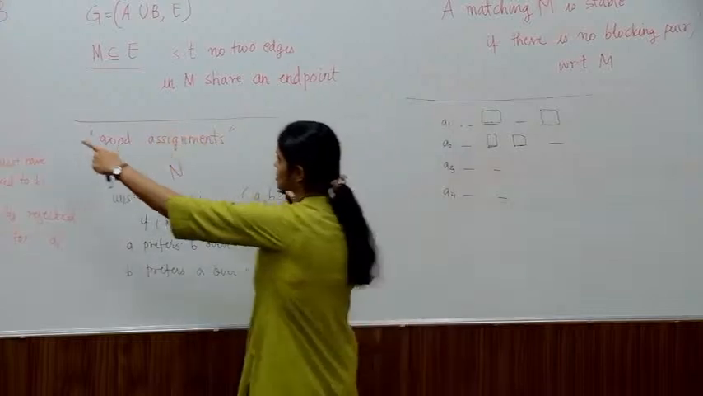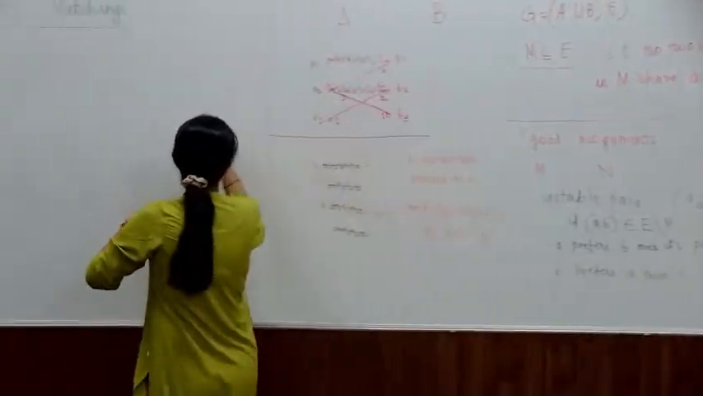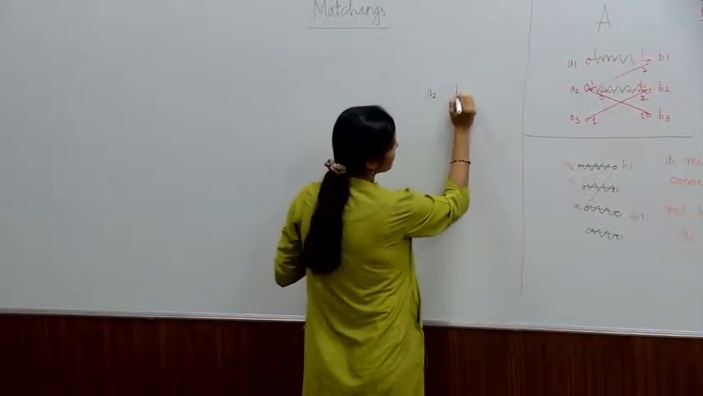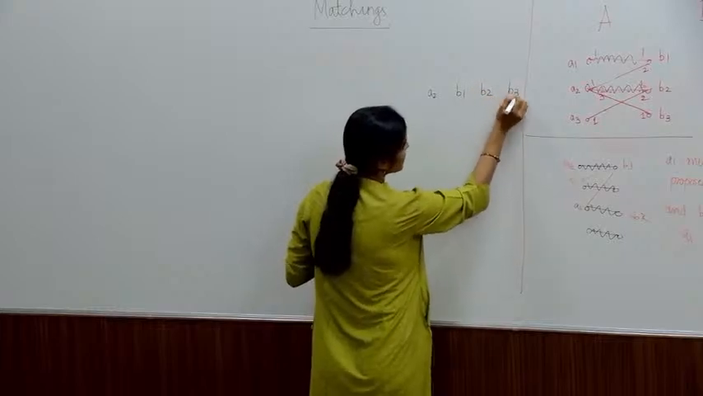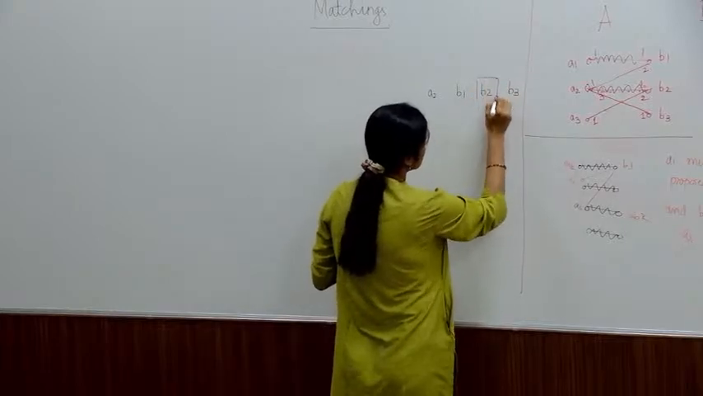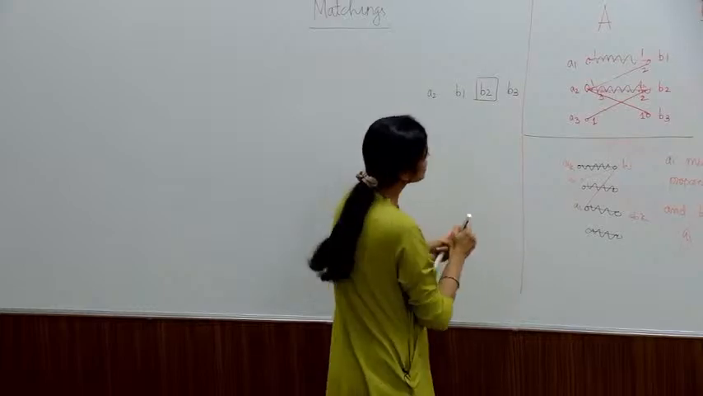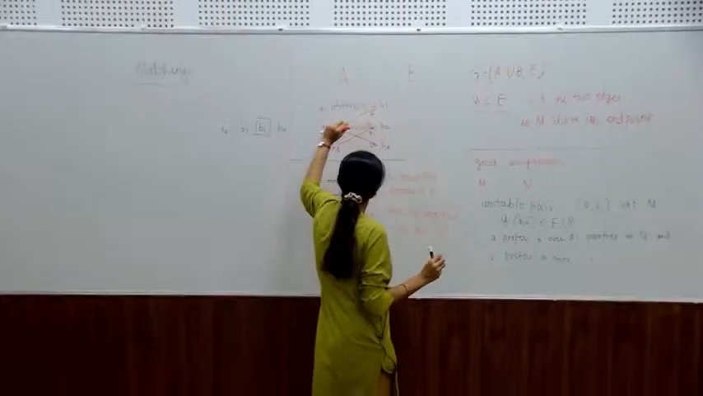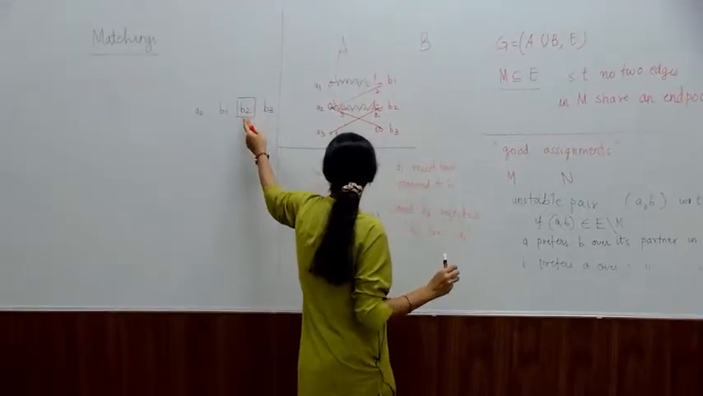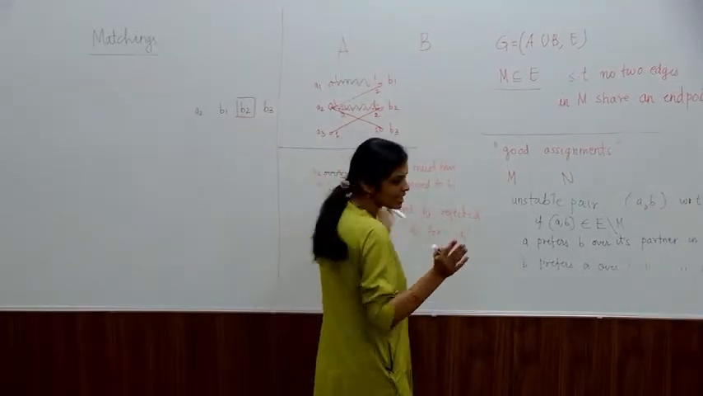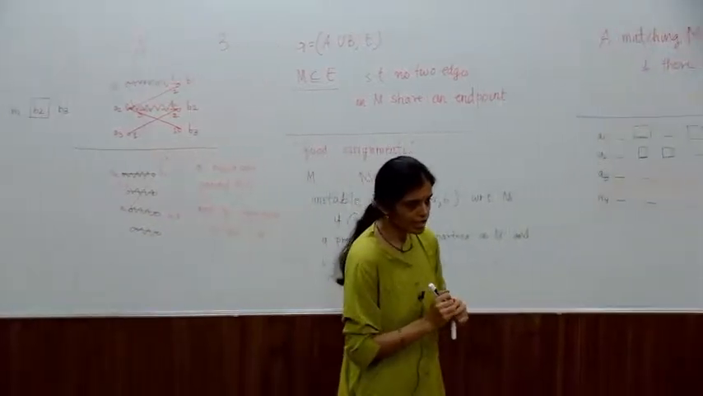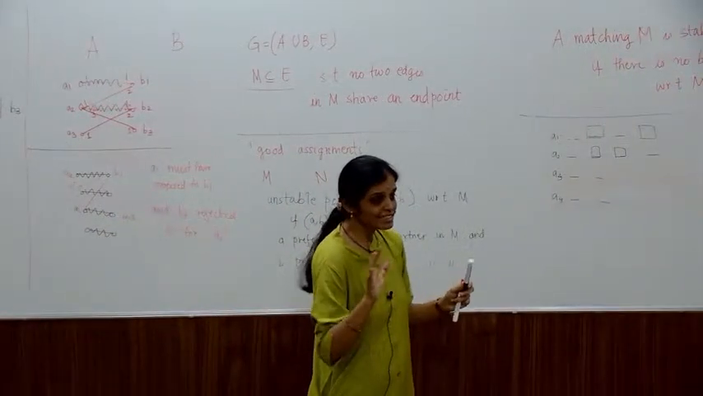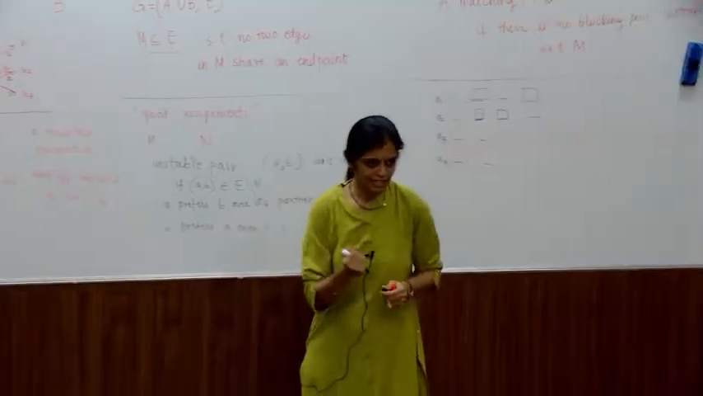So maybe it is for A2, it is B1, B2, B3. But in this example, I will only put a box for B2, because there is a unique stable matching. Therefore, the box says that A2 can get matched to B2 only, because that is the only stable partner. There exists a stable matching where this match can happen.